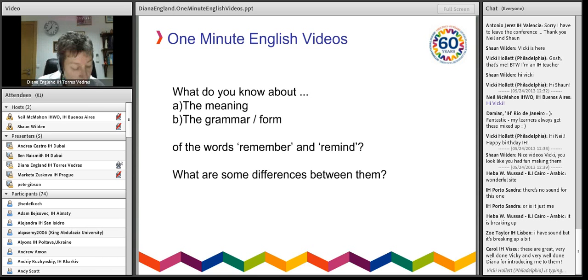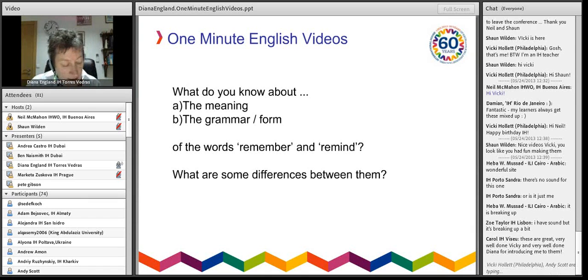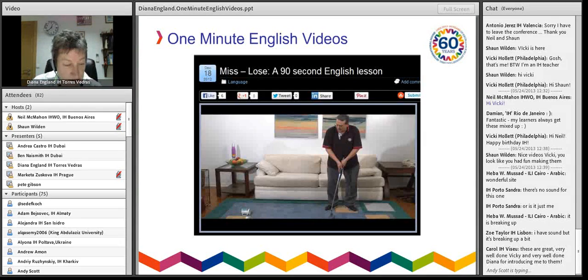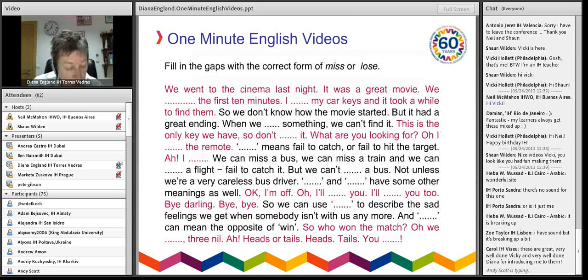Okay, so once they've watched that, you can then get them to see how much information they had in common with Vicky's explanation and illustrations. Another way to make use of the transcript, which is below the video, is to use it as a gap fill, as in this video showing the difference between miss and lose.